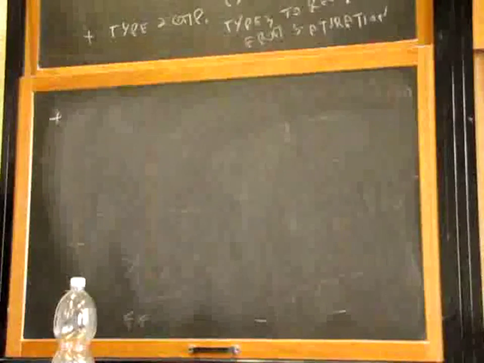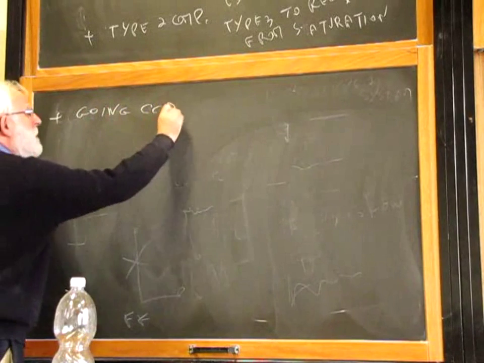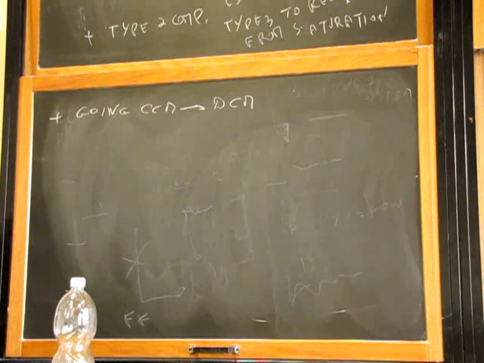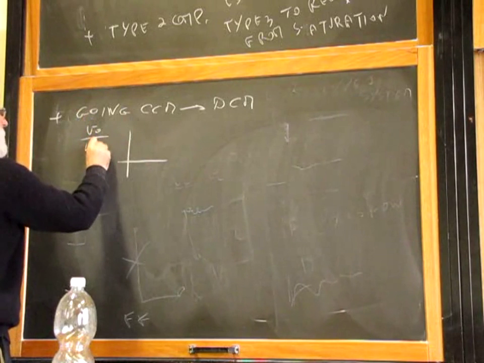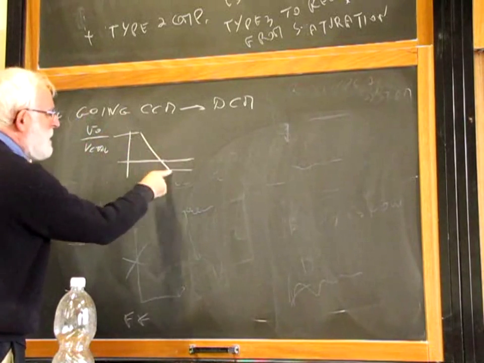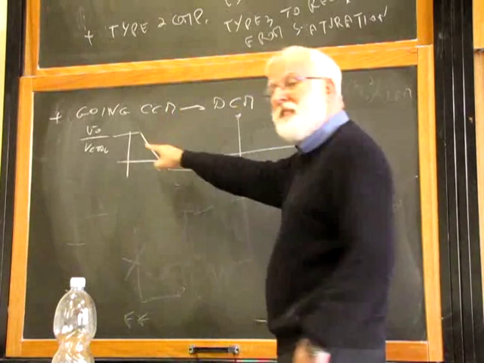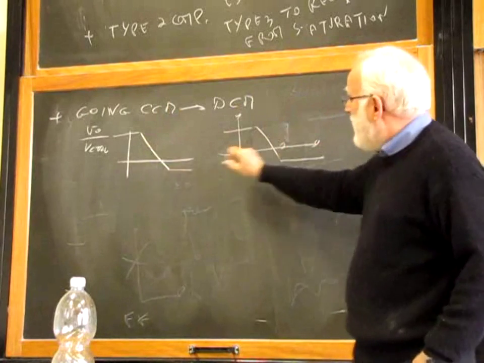So the one extra advantage is that going from CCM to DCM, your model, your transfer function between output voltage and V control does not change too much. Here in CCM, the transfer function between V naught and V control is something like this, gain, pole, zero. When you move to DCM, it stays the same. Numbers change, but the zero stays exactly the same.